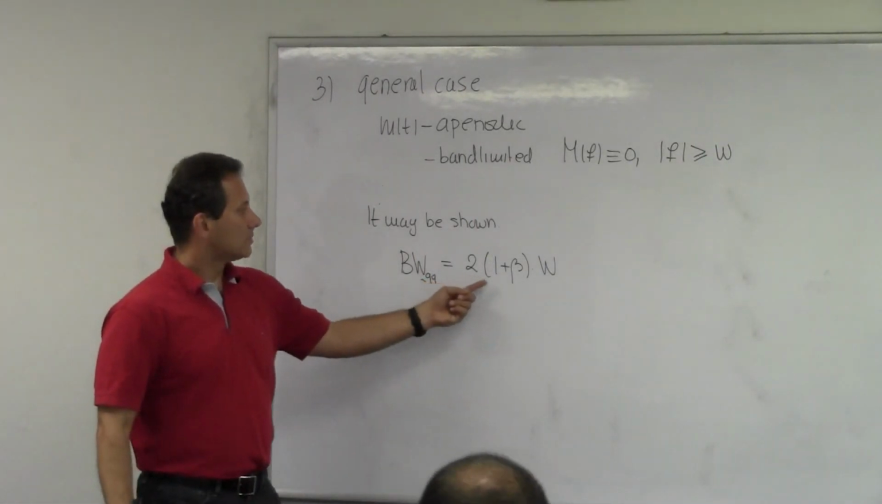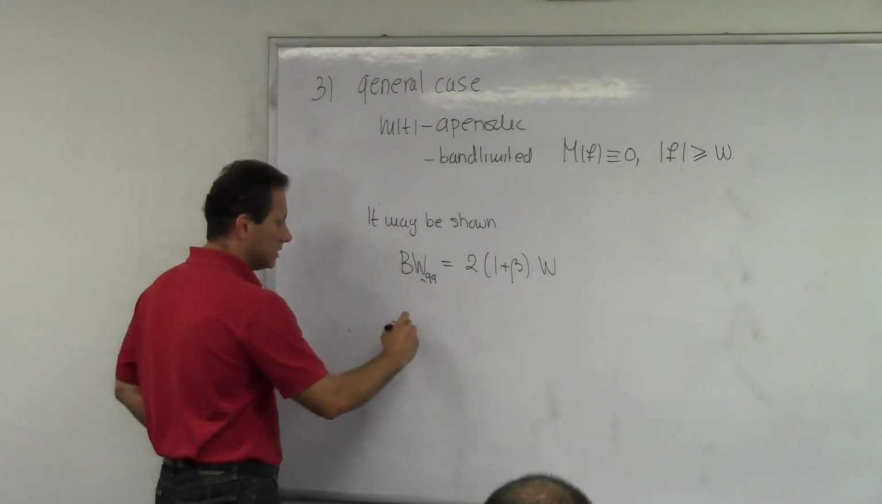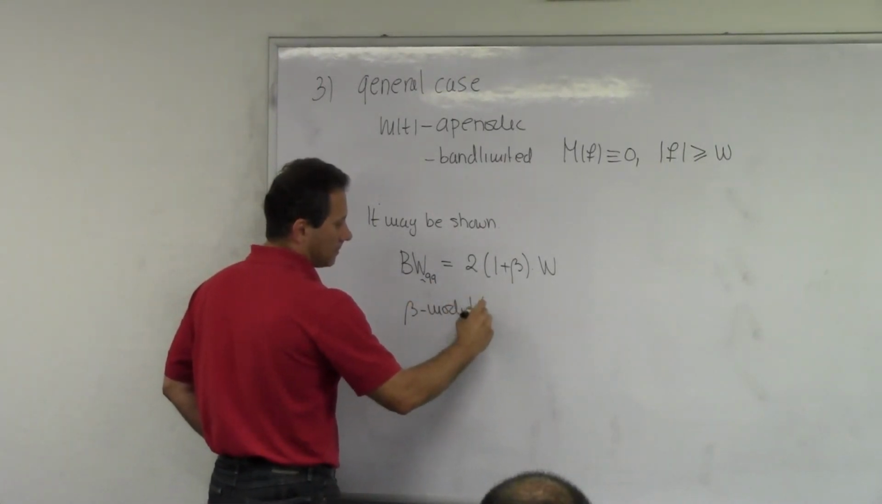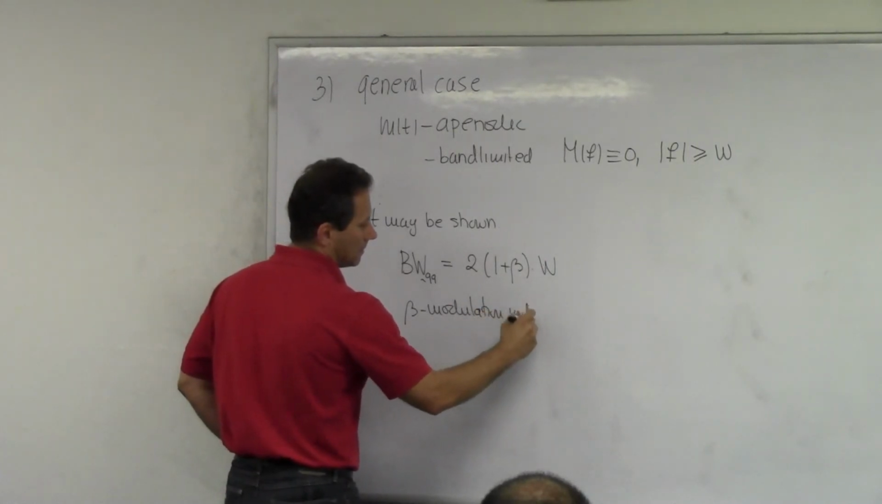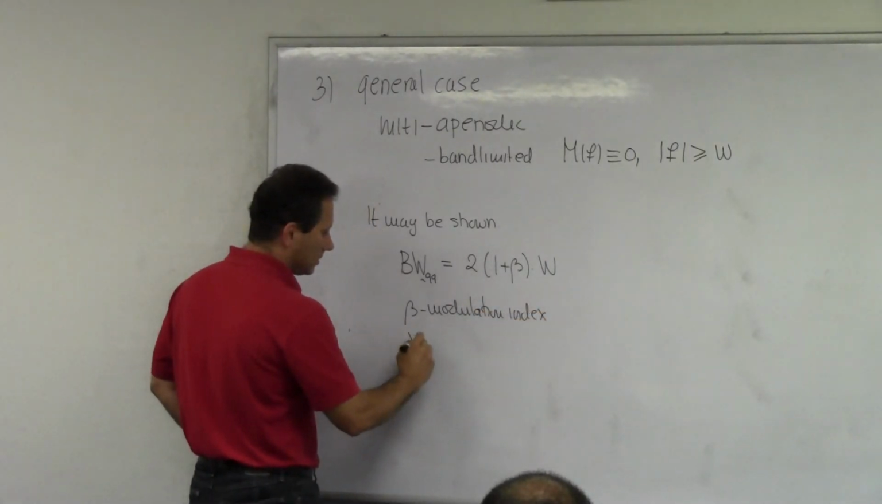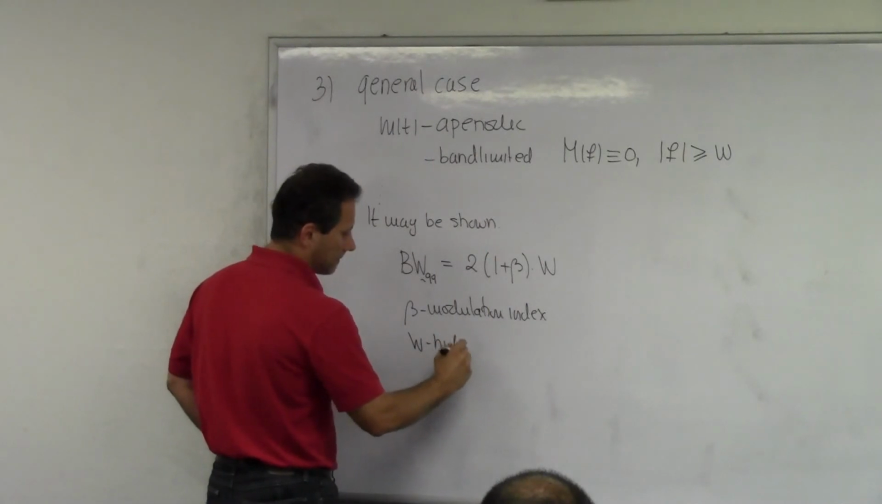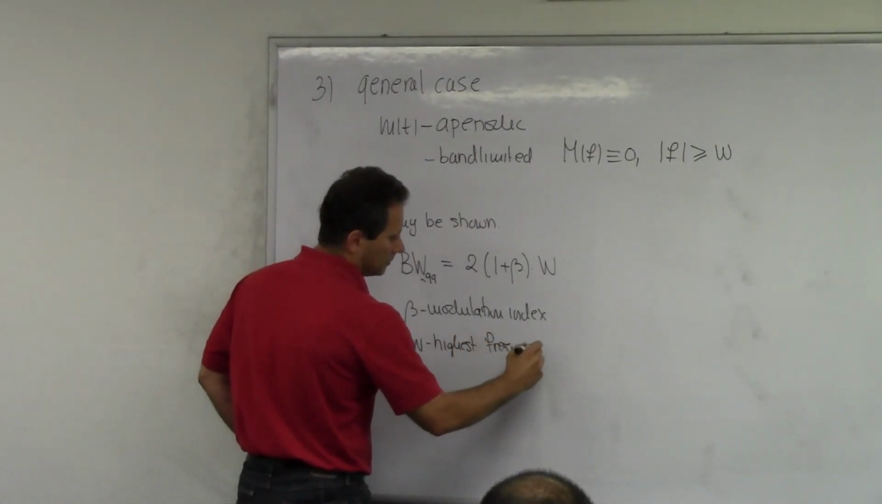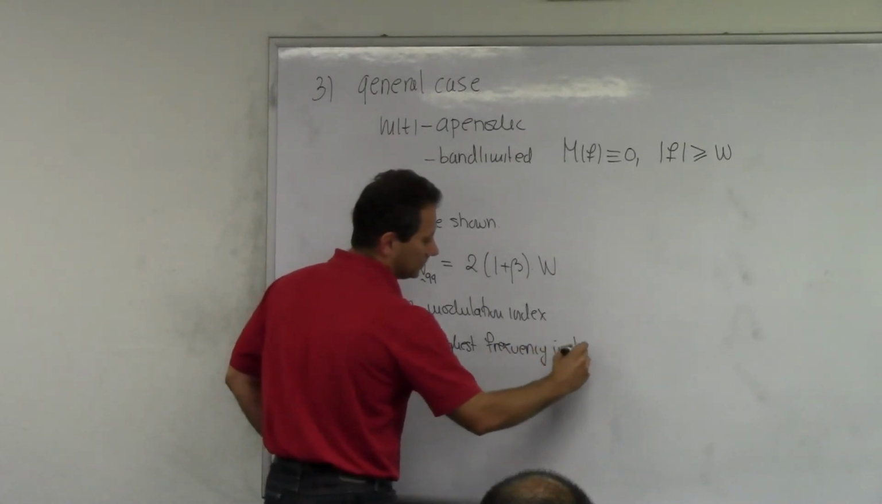So beta is the modulation index. And this W is the highest frequency in the spectrum of the signal.